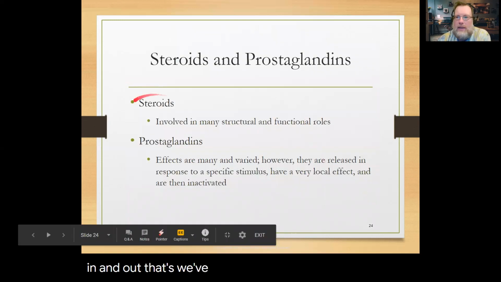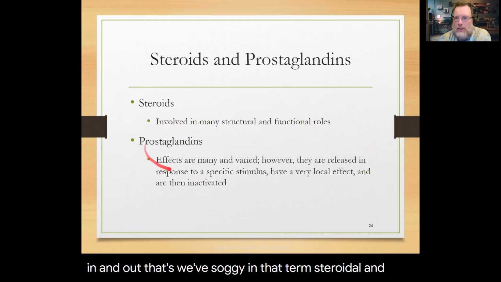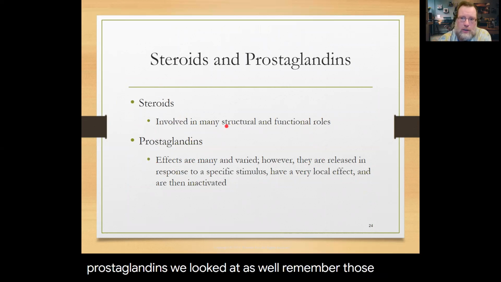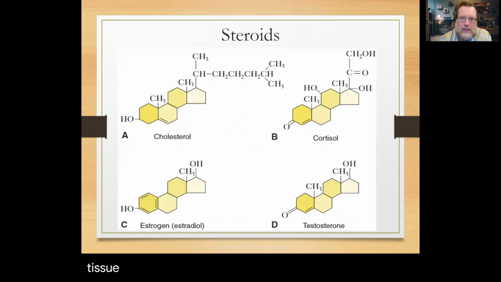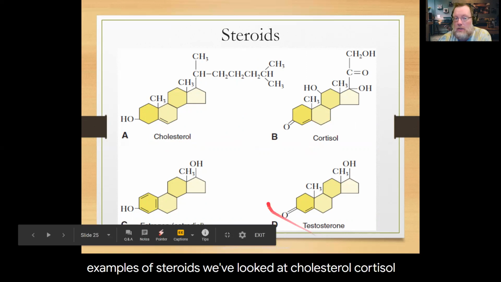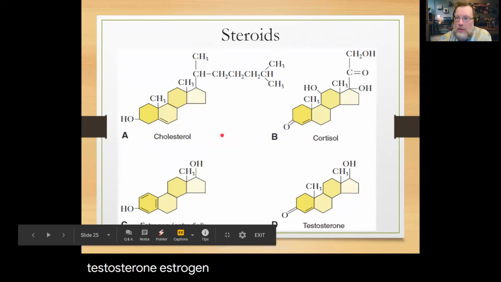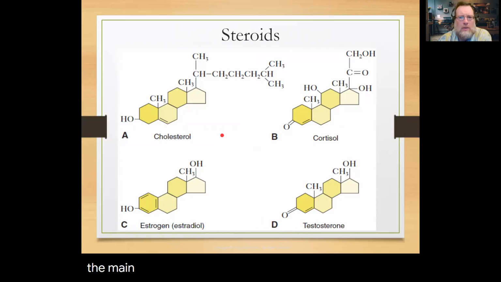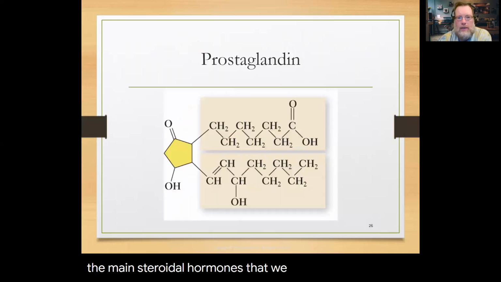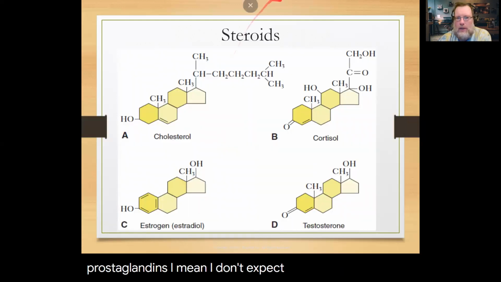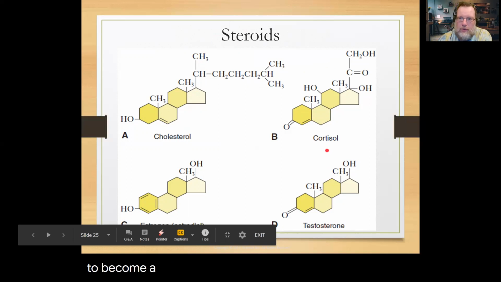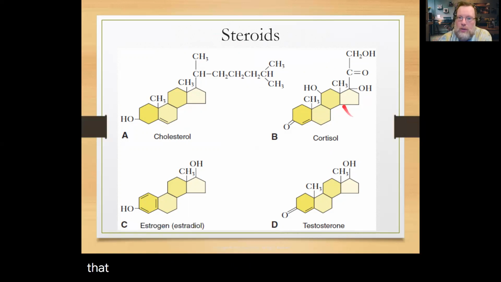Other fats we saw, again, that term steroidal, and then prostaglandins we looked at as well. Remember, those are tissue hormones, in essence, local hormones. So some examples of steroids we've looked at: cholesterol, cortisol, testosterone, estrogen, progesterone. These were some of the main steroidal hormones that we looked at. And then prostaglandins, I would never put something like this and ask what it is, and you probably would never have to identify it, unless you're going to become a pharmacist or something like that. You wouldn't need to know.